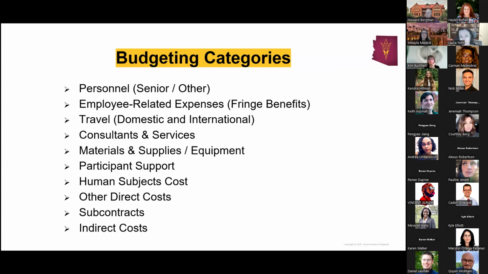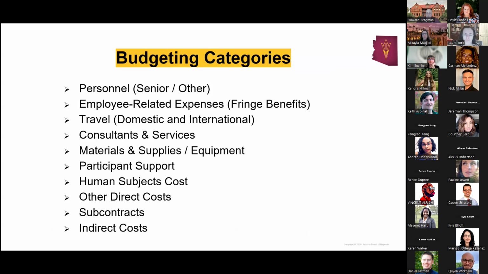Okay, thanks, Michaela. So these are just a general idea of the budgeting categories that we're going to go through. These are the main categories that you would have when you're building a budget with your research administrator. So I'll go through each one of them in different slides, but just in general.